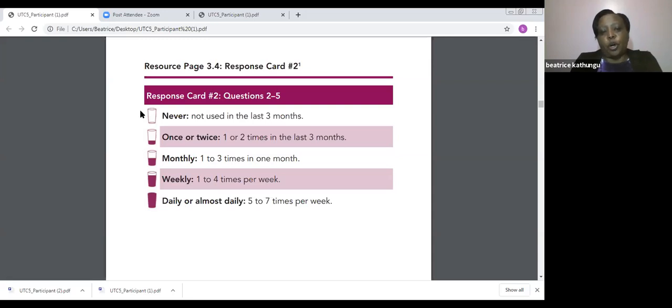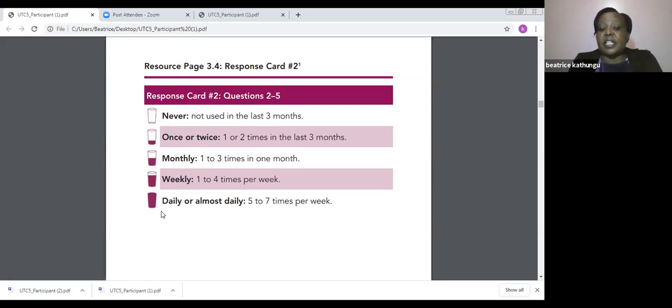Now, if the client is not able to read and write, probably their literacy level is wanting, you can use what is demonstrated here. These are glasses with some quantities. So the first glass is empty to mean never. The second one has a little to indicate once or twice. The third one has a little more to indicate monthly. The fourth one has even a little more to indicate weekly. And finally, the final one is full to indicate daily.